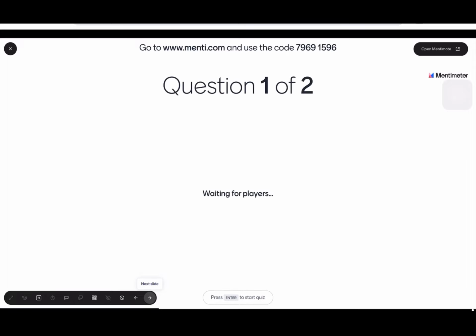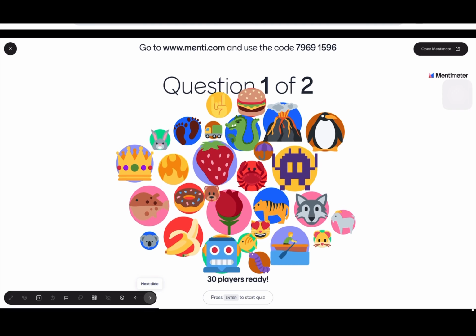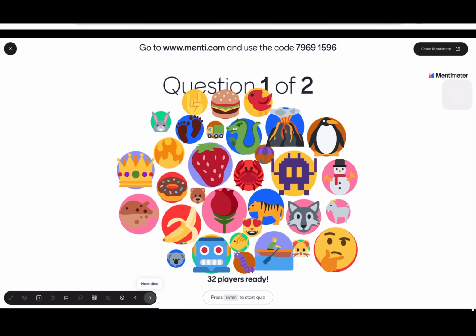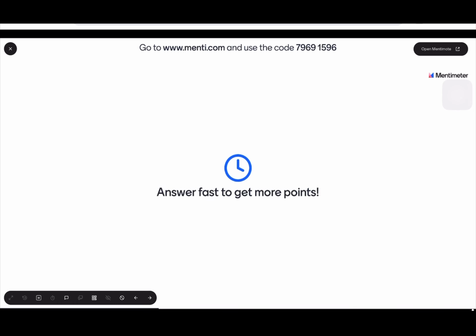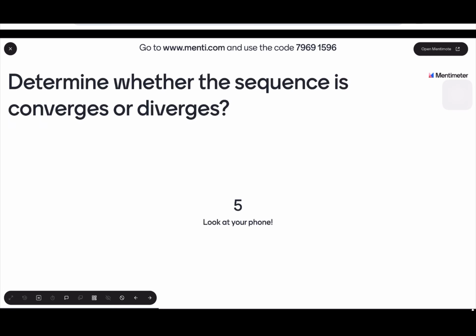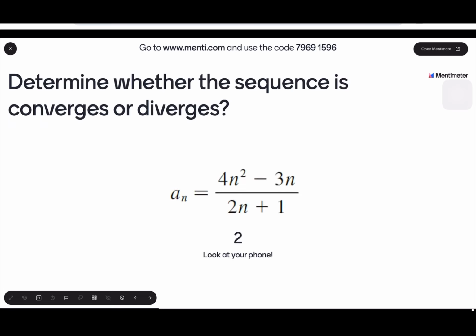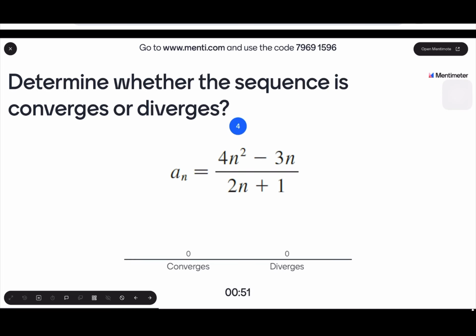Okay, prepare the first question. Okay, I also forgot which question I made. I think just a converge or diverge question. Quick. Only 40 seconds. Okay. Remember, you can do this in your mind. Okay? You can do this in your mind. Look at the power, look at the power.